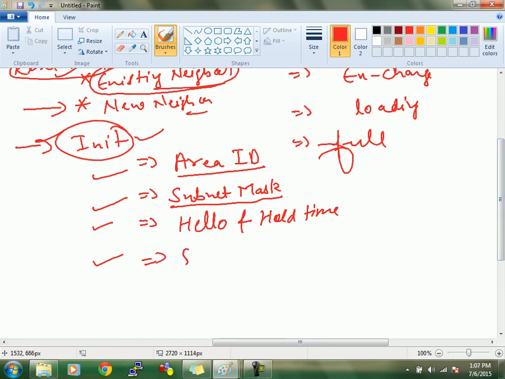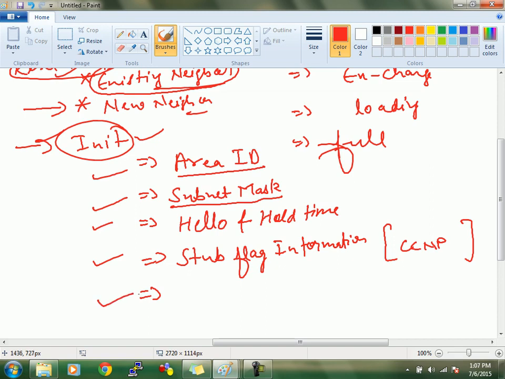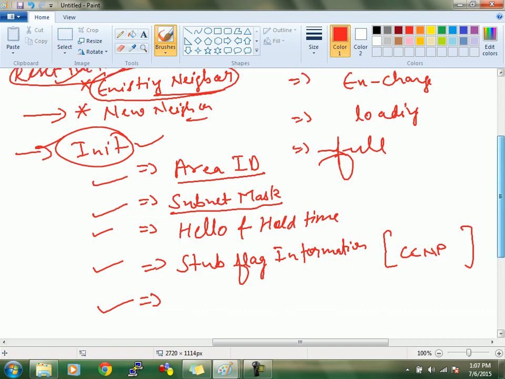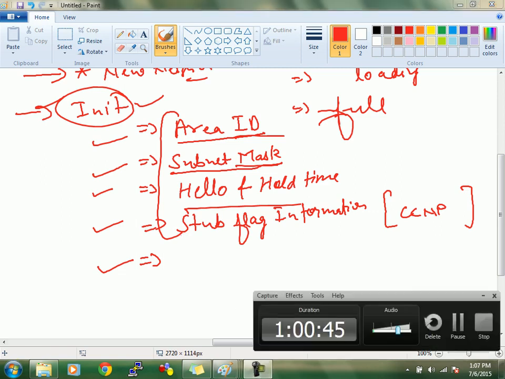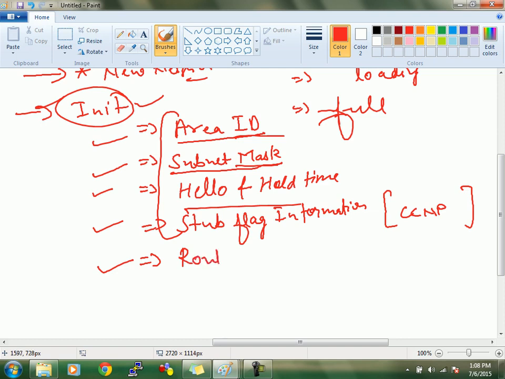ठीक है. MTU तो अभी नहीं चेक होगा. अभी OSPF का पैकेट खोलूंगा फिर बता दूंगा, मुझे भी याद नहीं. सही में याद नहीं.